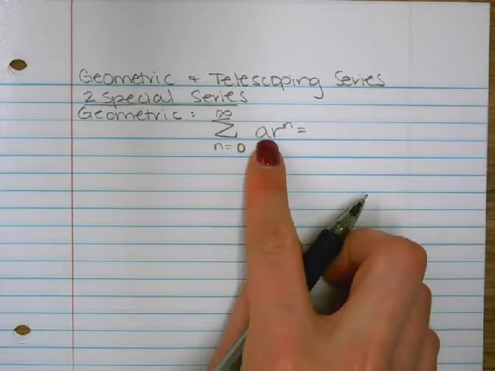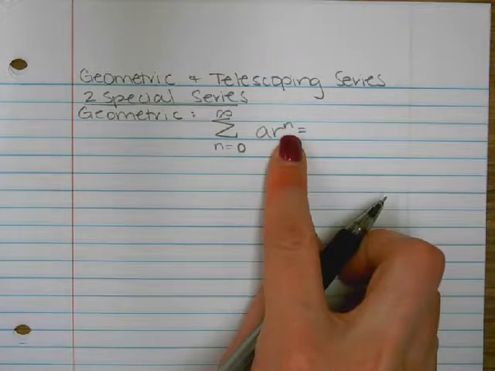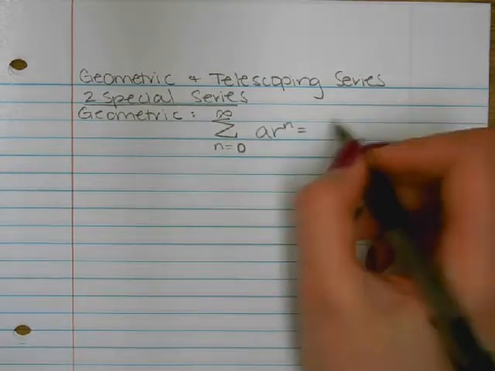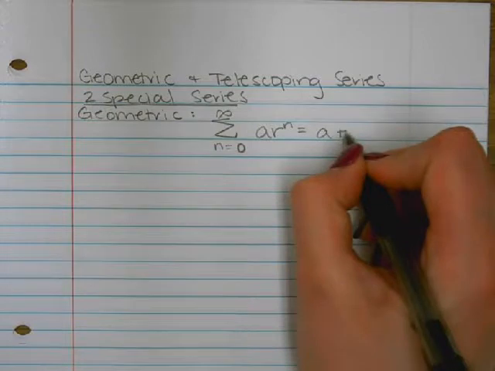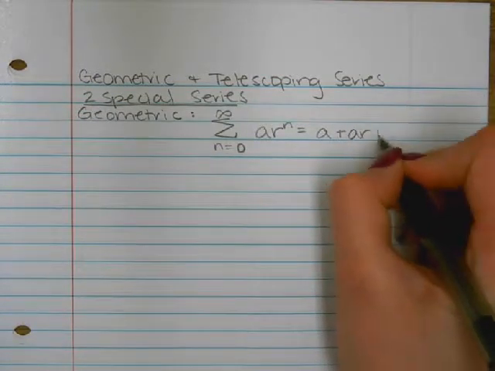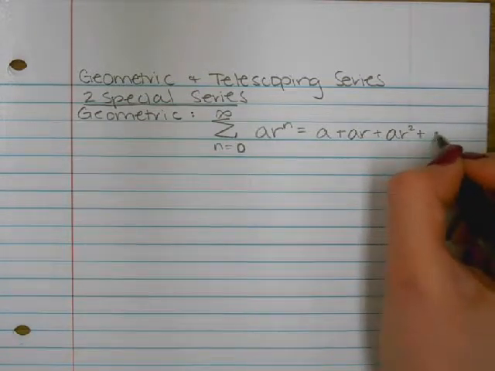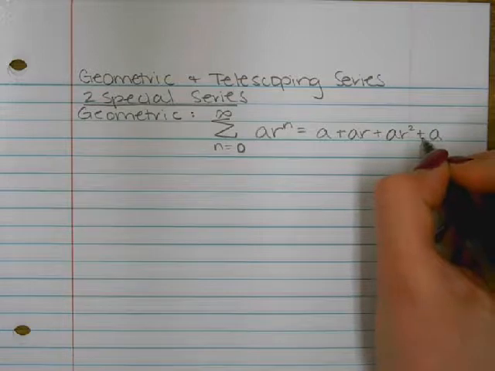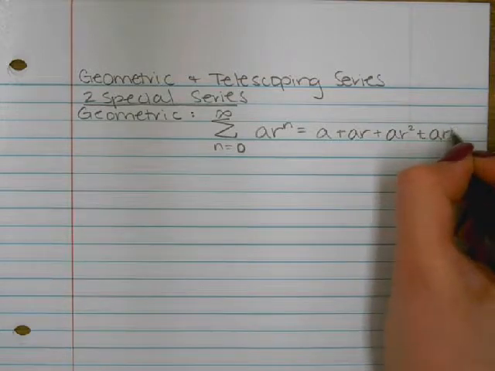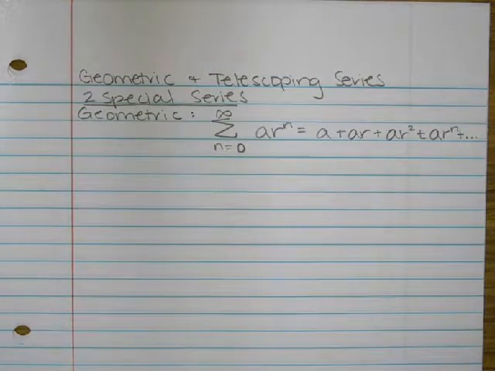So a would be the first term. That's what you'd get when you plug 0 in for n, and that would make r to the n equal 1. So a is your first term. Your second term would be if you plug in 1, so a times r to the first, and so on. And then you'd have, actually put dot, dot, dot, a times r to the n, and it would keep going forever because you're going off to infinity.